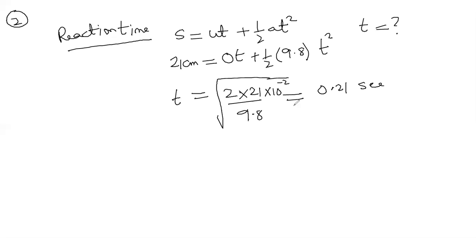If your reaction time is less than this, you are the most intelligent person in this world. You must be Elon Musk or you must be Einstein. Sachin Tendulkar's reaction time is very fast. His reaction time is less than 0.21. It seems it is like 0.19, something like that.